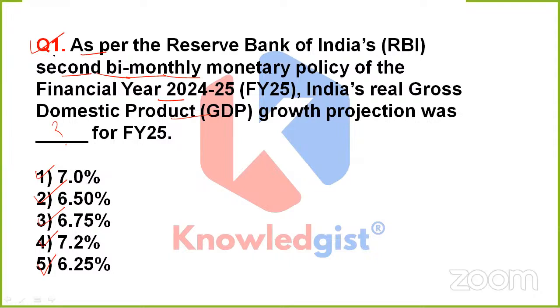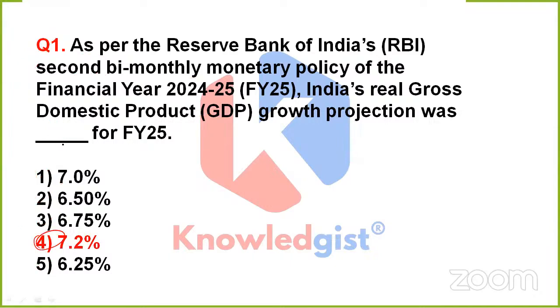The question is a straight one, but yet important. Why? Because it is not asking you about the overall GDP growth. It is asking you about the second bi-monthly monetary policy of the financial year. According to it, what is India's real GDP growth projection? Clear? So yes, great. This time the correct option is 4.